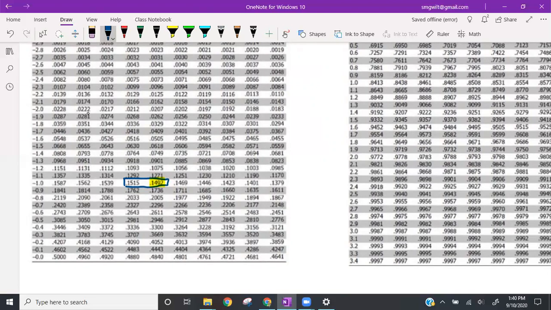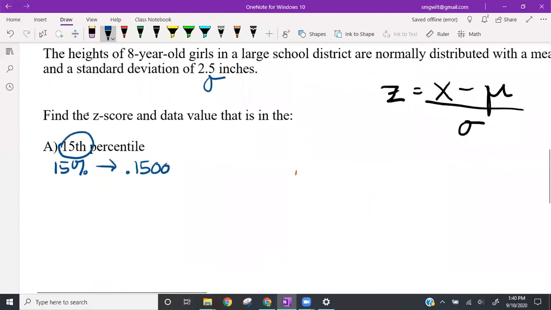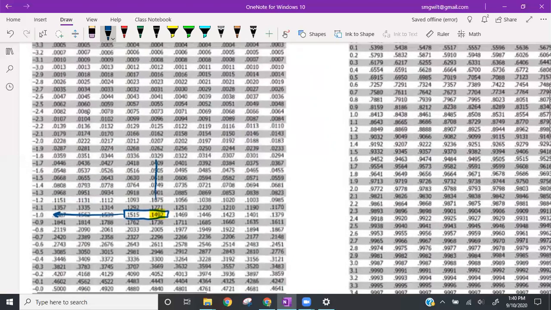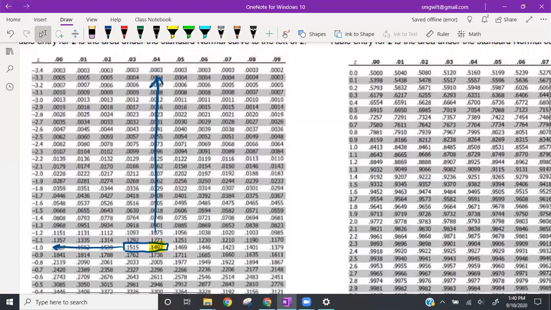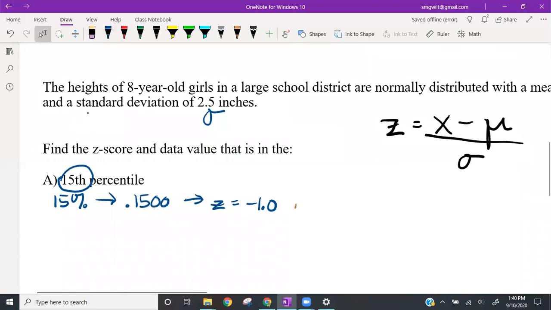So what is the z-score? If I go back, the z-score is -1.0, and then the hundredths place, if I go up, is 0.4. So -1.04 is my hundredths value. So that is the z-score. That's one thing that I wanted to find.